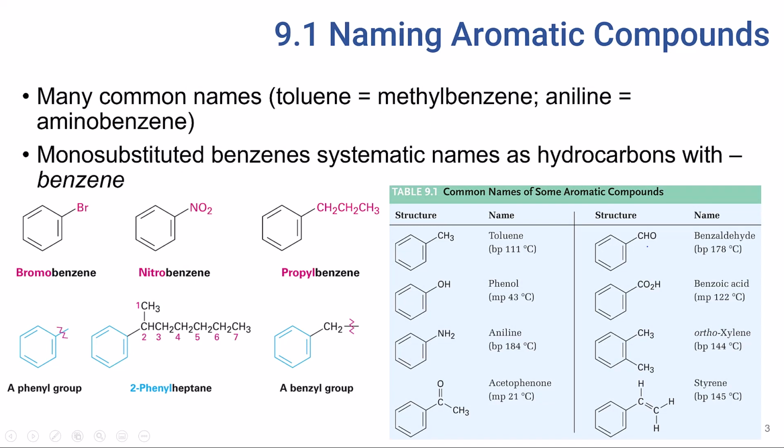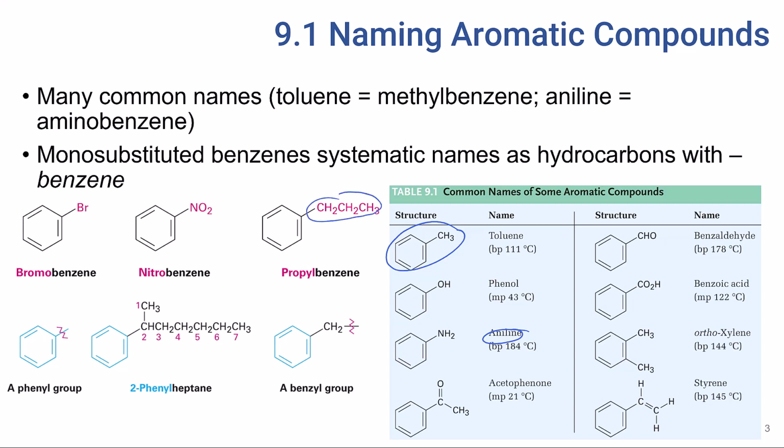There's many common names for the different benzene derivatives. Toluene, which we saw on the last slide, and we see here also, can also be called methylbenzene, and aniline can be called aminobenzene. We see that one right here. Monosubstituted benzenes have systematic names as hydrocarbons with benzene. So benzene is kind of the parent name for these. So here we have bromobenzene, nitrobenzene, propylbenzene, because we have 3 carbons here.